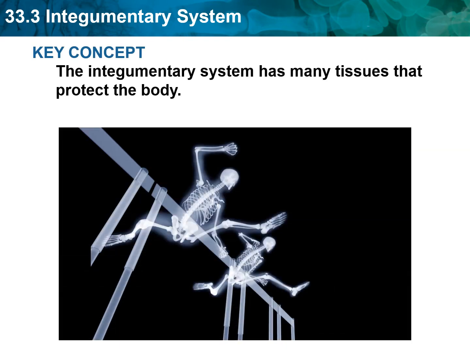So the integumentary system has many tissues that protect the body. It's clear that the main function of the integumentary system is protection of the body, and you know that it's not the only system that performs this function. We have even the skeletal system that we'll be discussing in the coming weeks, hopefully.